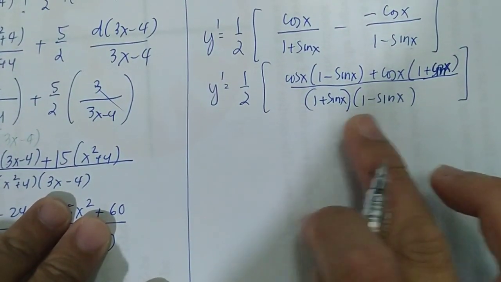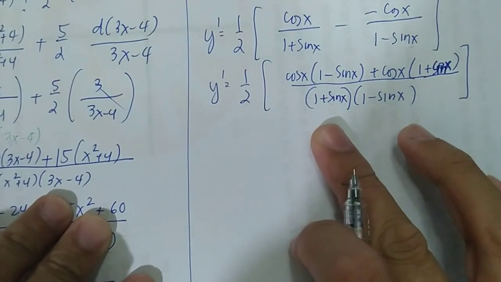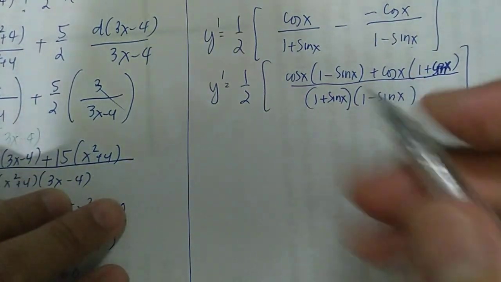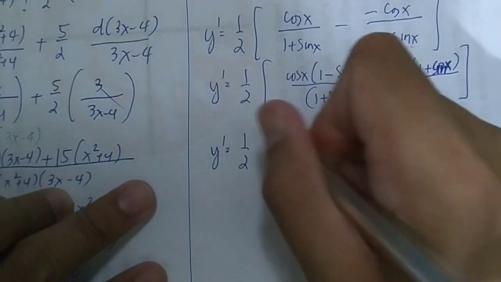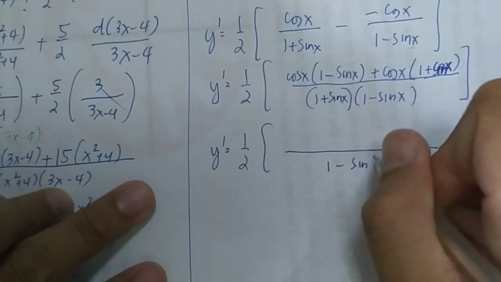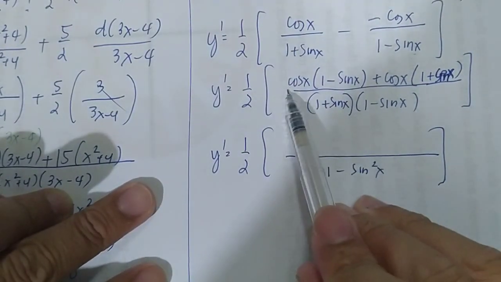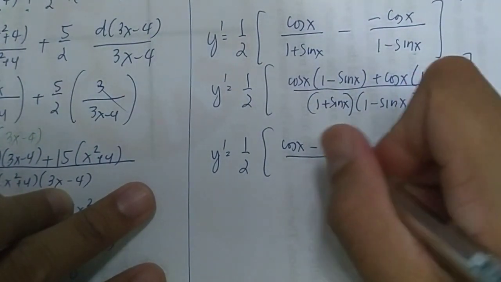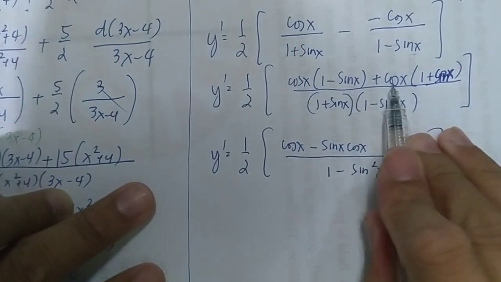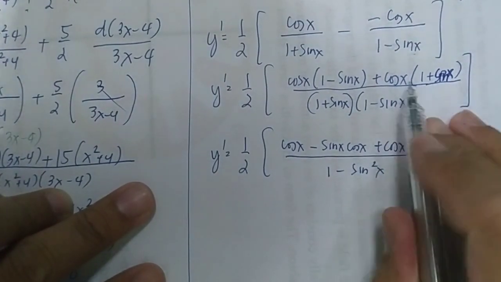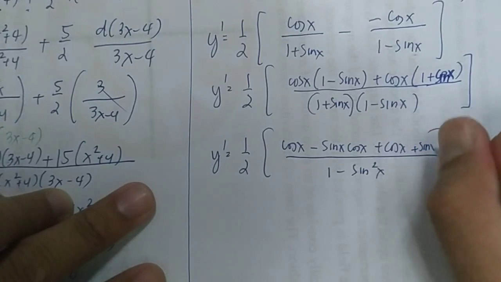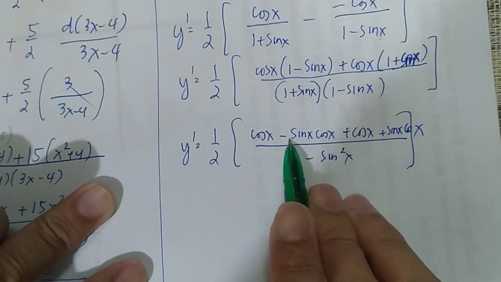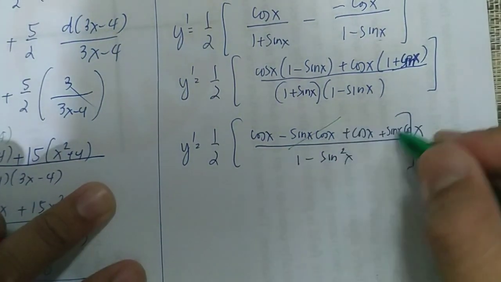Multiplying this is a plus b times a minus b. Algebra says a plus b times a minus b is a squared minus b squared. So that is simply 1 minus sine squared of x. So your y prime here is 1/2 times the quantity over 1 minus sine squared x. So this cosine x times 1 is cosine x. This cosine x times negative sine x is negative sine x cosine x. This cosine x times 1 is cosine x. This cosine x times positive sine x is sine x cosine x. So that sine x cosine x and minus sine x cosine x cancel out.